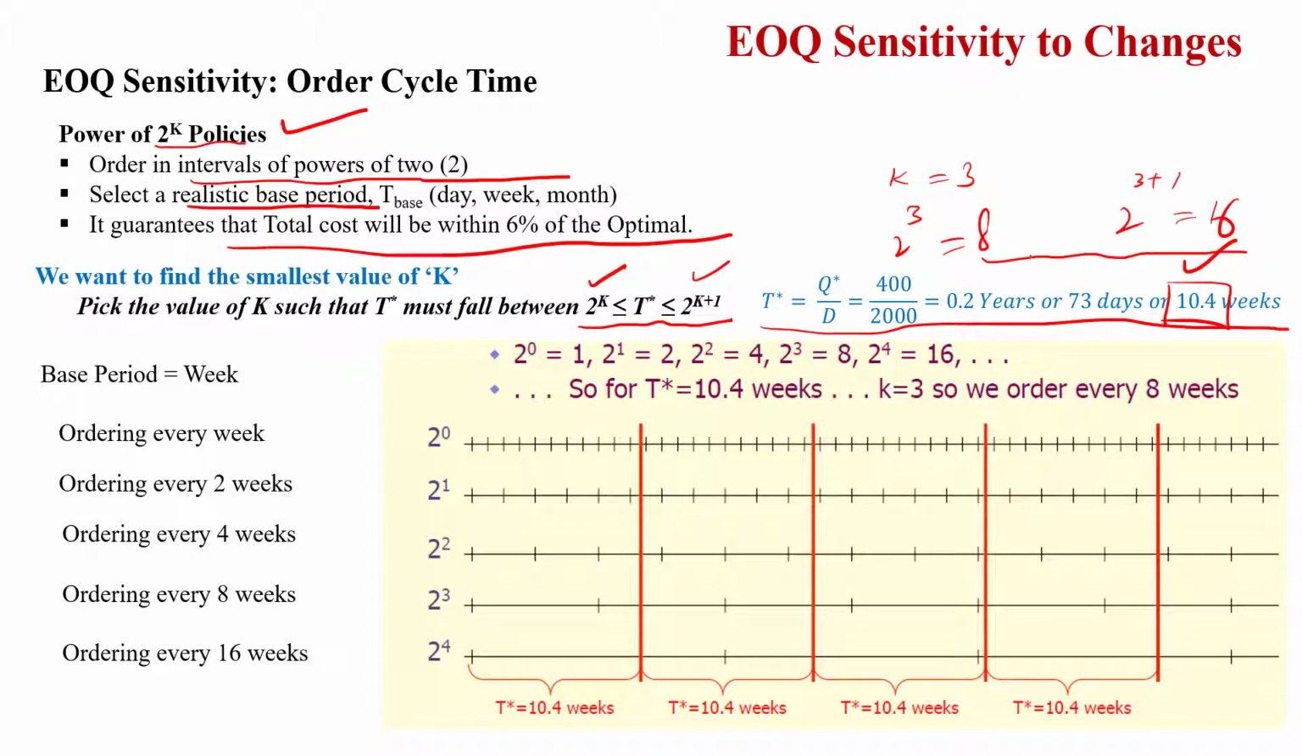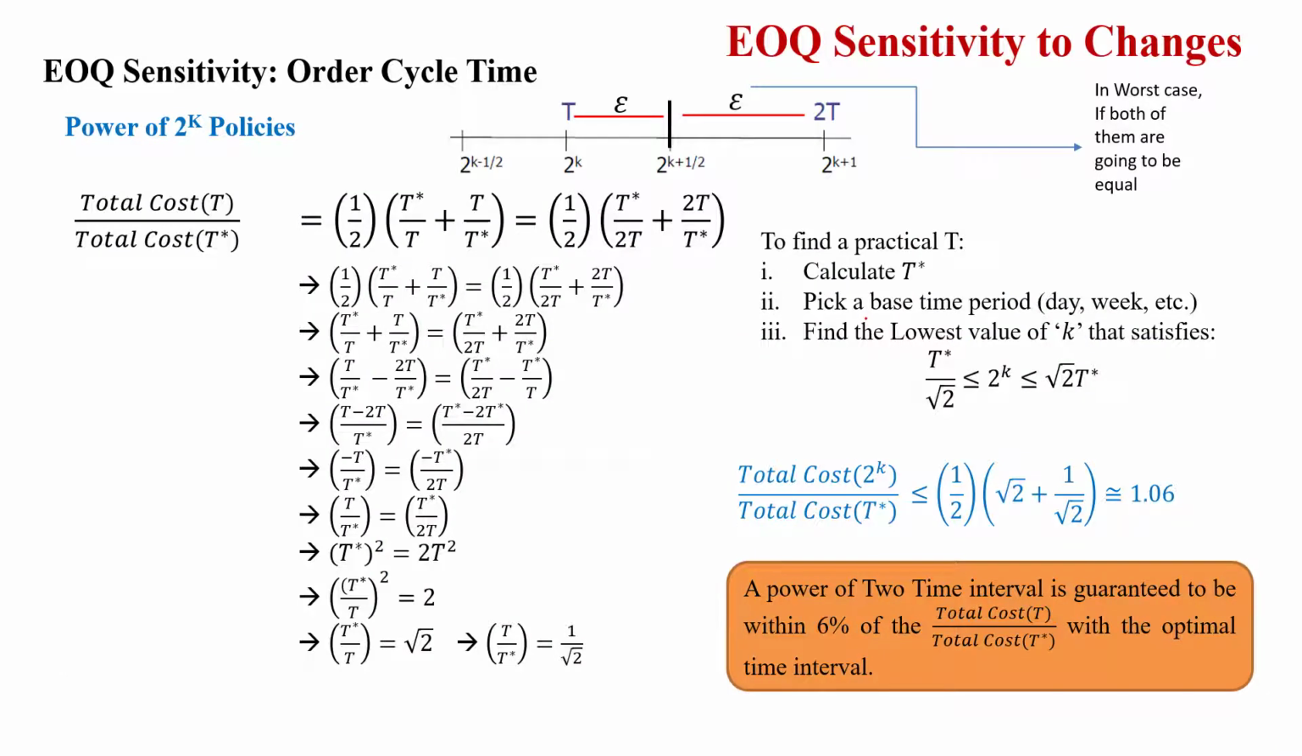So which number should we pick? The normal rule is to pick the smaller k. That means we should pick 8. So every 8 weeks, because the base period we are picking is a week, I should order the quantity. Let's see why we are picking 8.